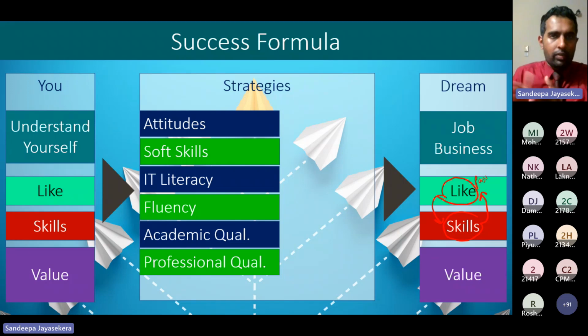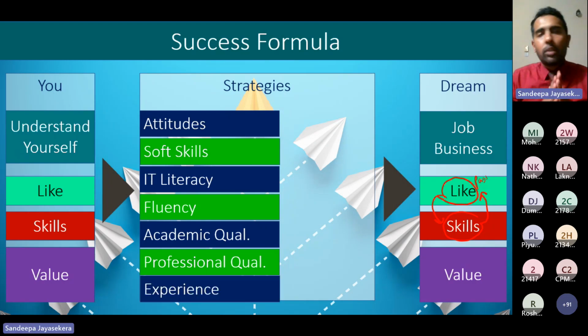Right now we are in the accountancy field, right? So there are professional qualifications. I will explain in the future as well, so that you can obtain them, right? And the most important thing, your experience. You'll have just started your internships and trainings. That's very important, very important.